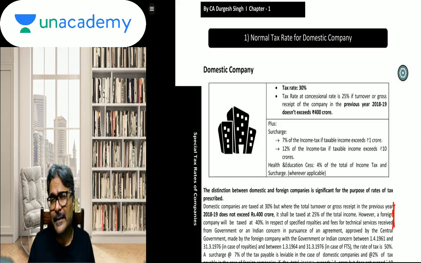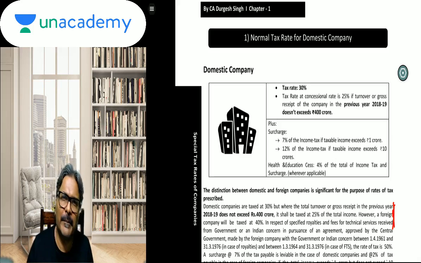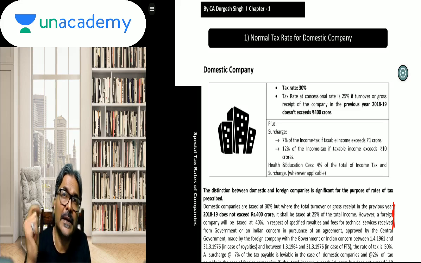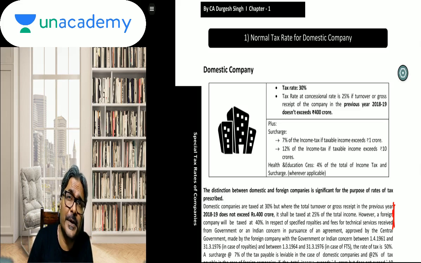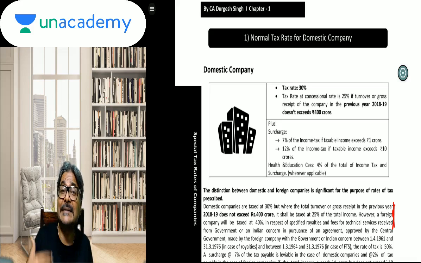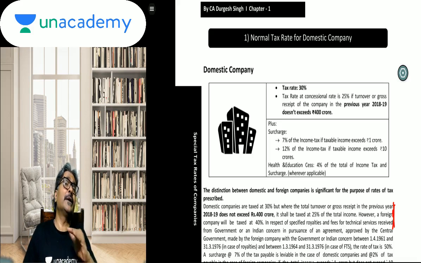One question that arises, students, is this: supposing I am a company which has been incorporated in the current year itself. So you can say current year means 2021. Or you may say that I have been incorporated in the previous year. What is the previous year? Previous year is say 1920, last year.